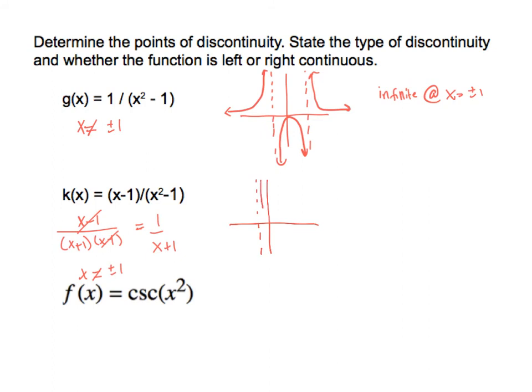The positive 1 discontinuity is a hole. It's removable. You would see it in your table of values, but not on your graphing calculator. So at x equaling negative 1, we are infinite. At x equaling positive 1, we are removable.